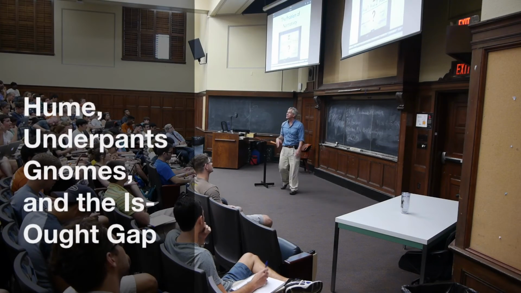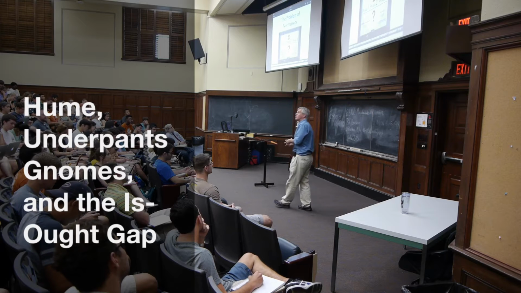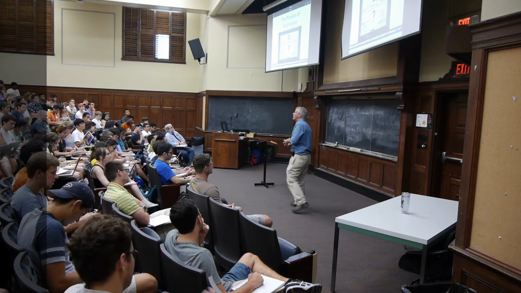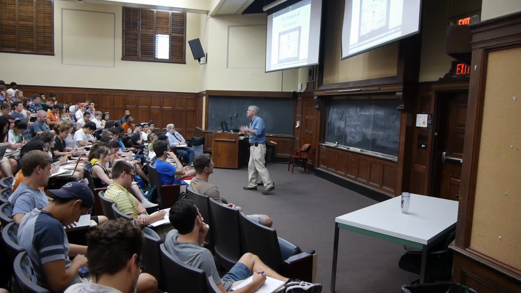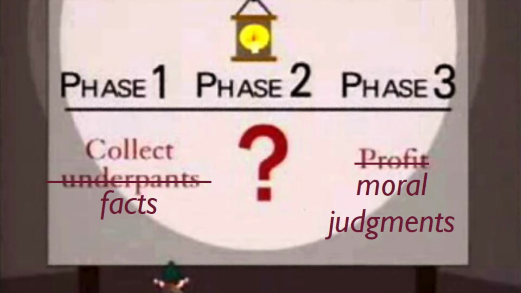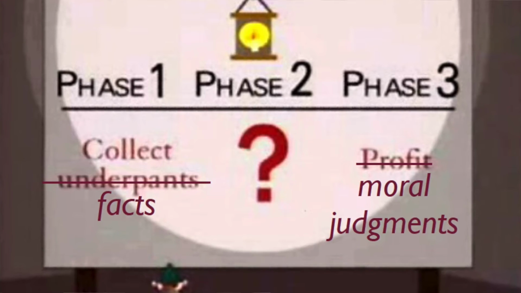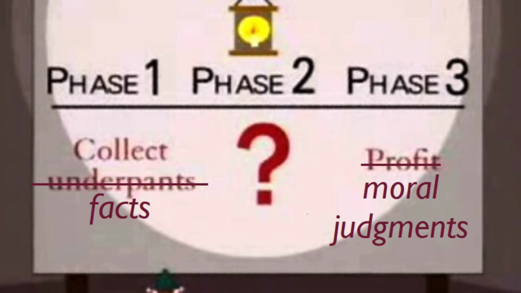We're going to be talking today about the problem of normativity. That is a fancy way of talking about the gap between is and ought, between descriptions of the world and prescriptions or evaluations of the world, directives about what to do. As you can see, I'm comparing it to the South Park Underpants Gnome episode. Collect Underpants, phase 1, phase 2, question mark, phase 3, profits.